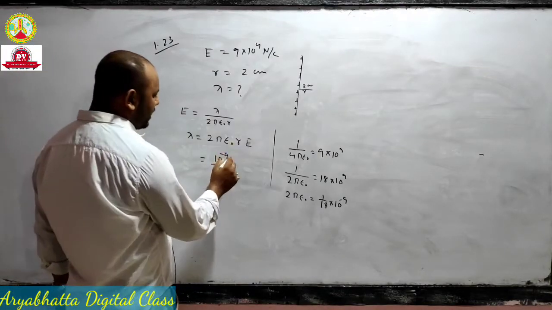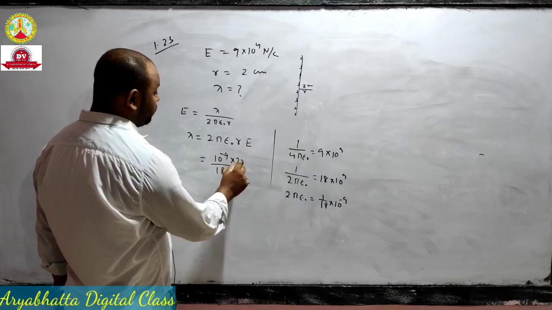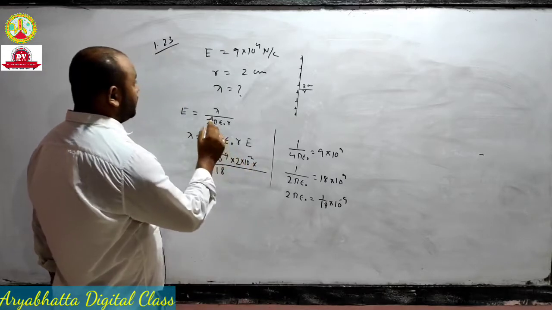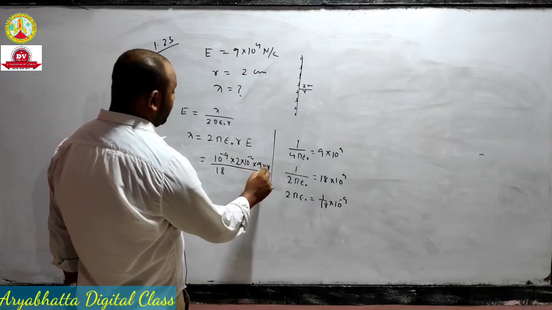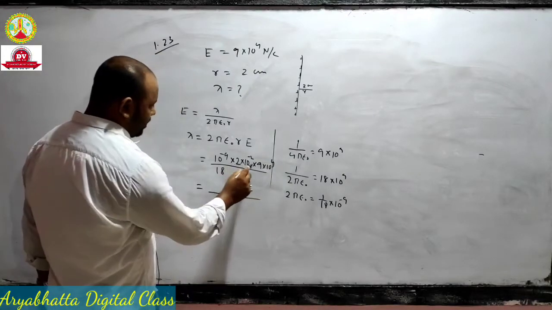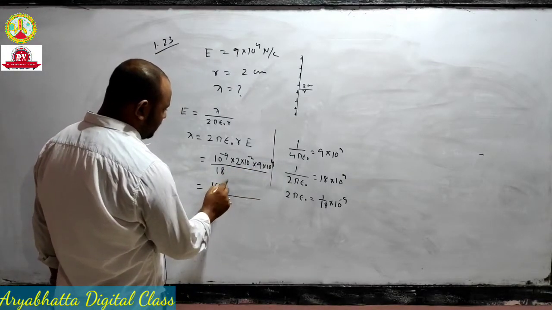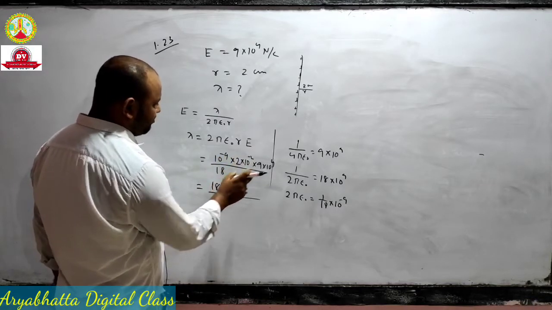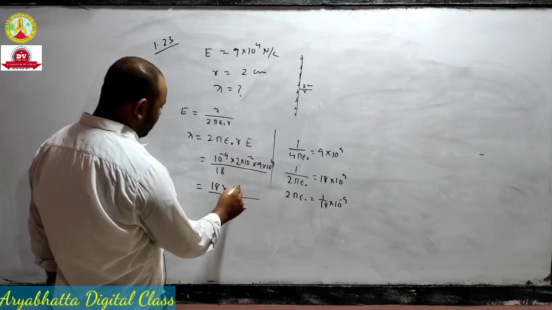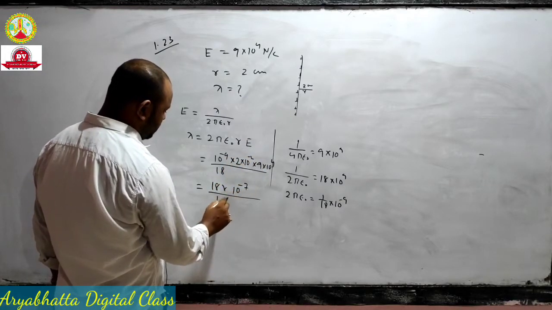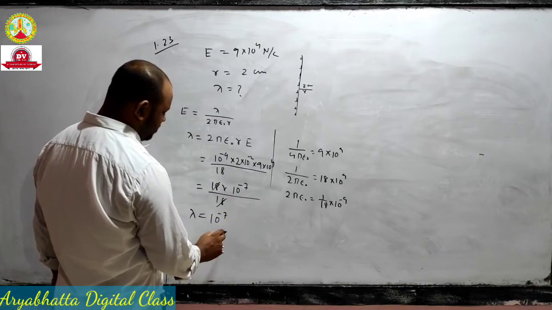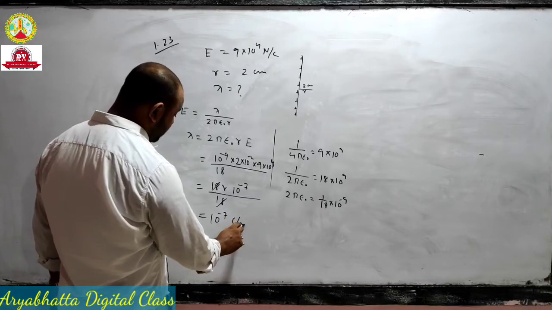And what is this r? R is equal to 2 centimeter, that means 2 into 10 to the power minus 2 meter. And the value of electric field is 9 into 10 to the power 4. So it is 9 to the 18, 10 to the power minus 9 minus 2, minus 11 plus 4, to the power minus 7 into 18. So the lambda is equal to 10 to the power minus 7 coulomb per meter.